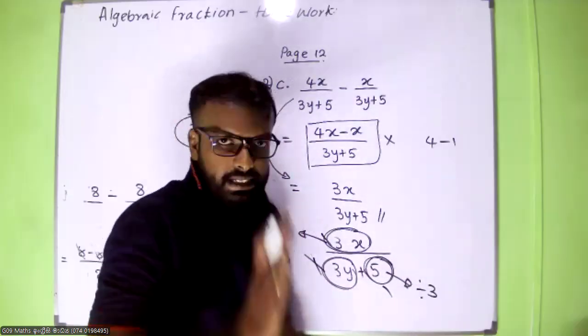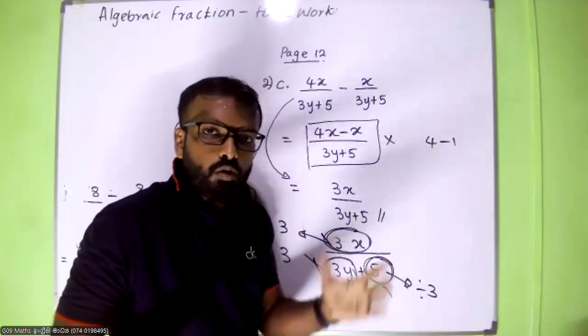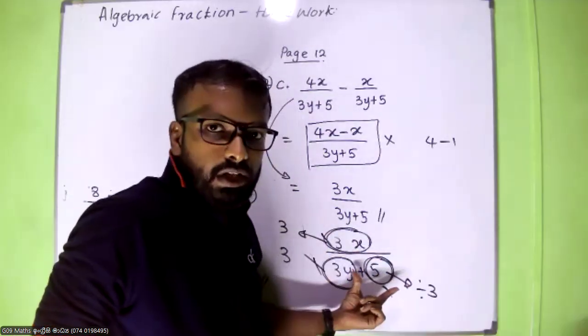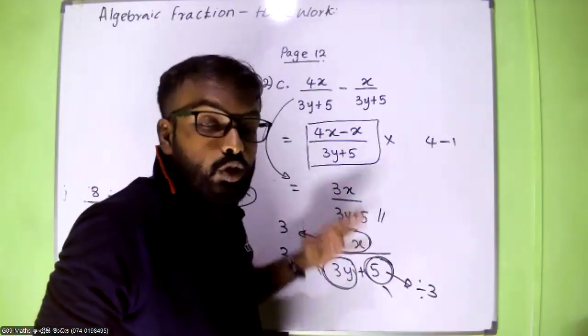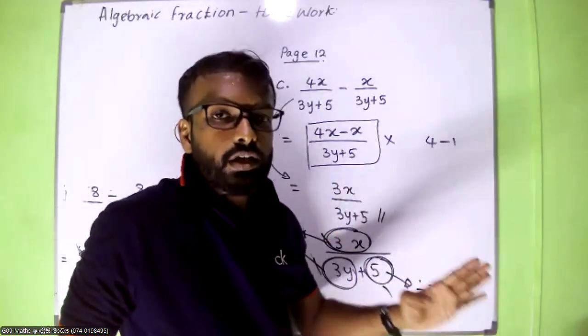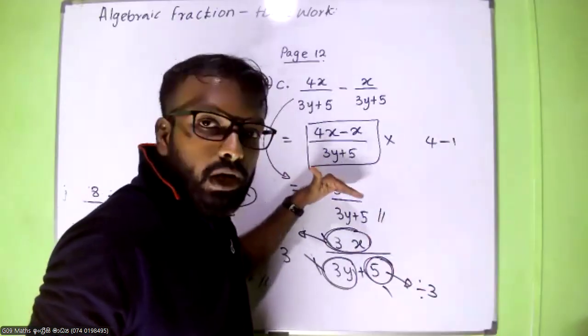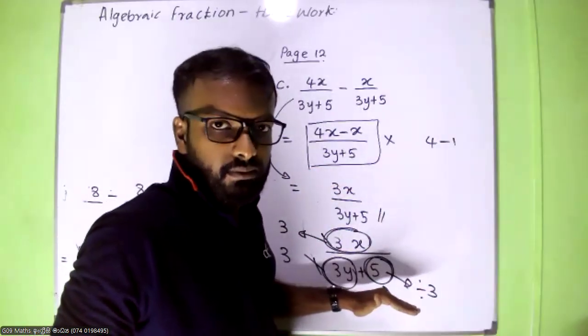So basically, now here you have 3 terms. These 3 terms should have the same common factor if you want to divide the numerator and the denominator.